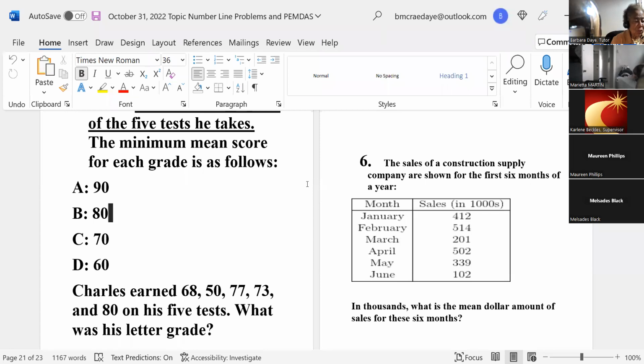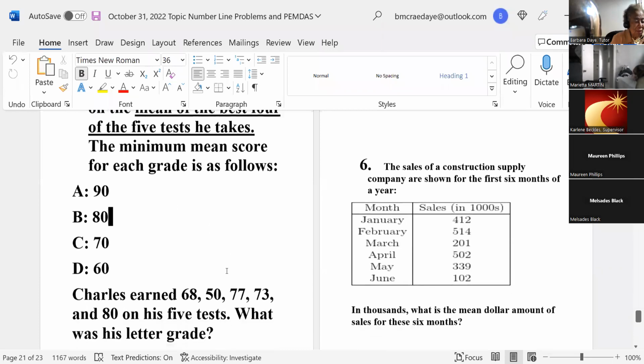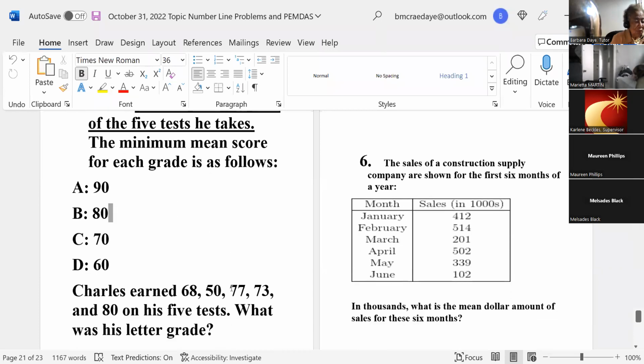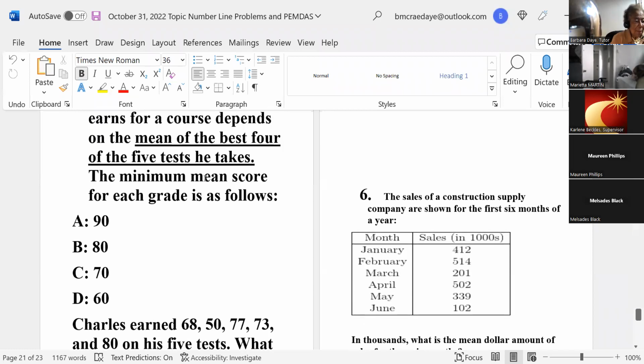You use 4 scores to get the mean, right? Hold on. Remember, 1, 2, 3, no, 4, remember 5. I said the mean of the best 4 of the 5. Best 4 of these 5. You don't use all 5. That's why I cautioned you at the beginning. Okay, nobody talk.